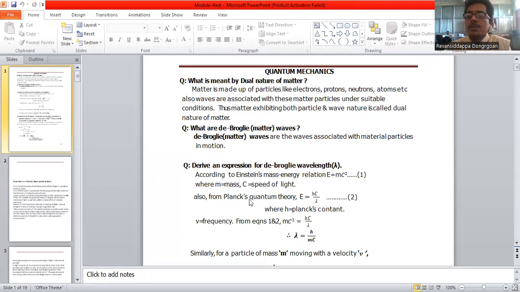Today we are going to discuss the Schrodinger wave equation. Yesterday's topic was completed, and we will continue with the wave functions bit.